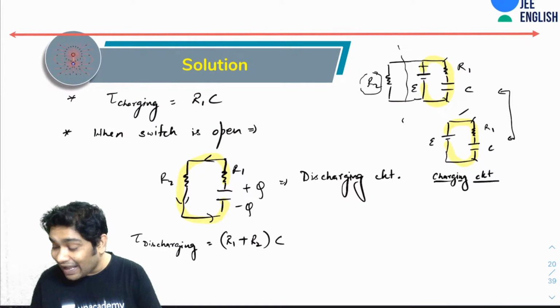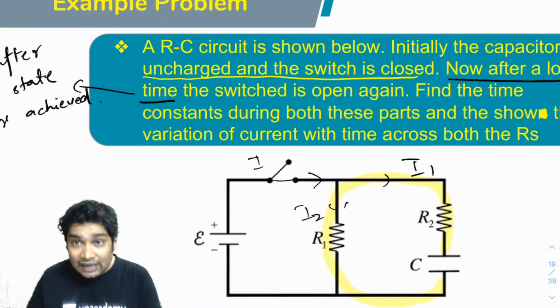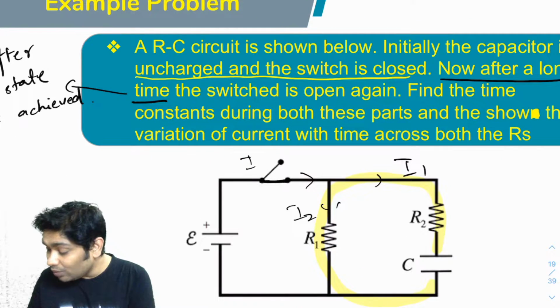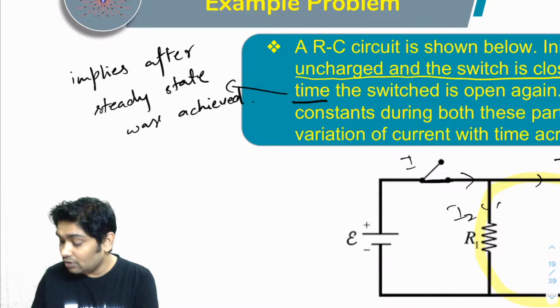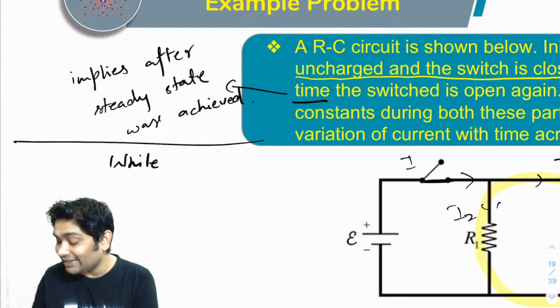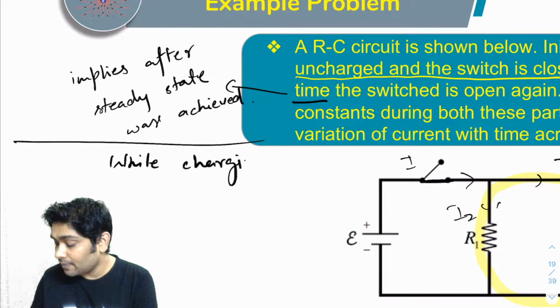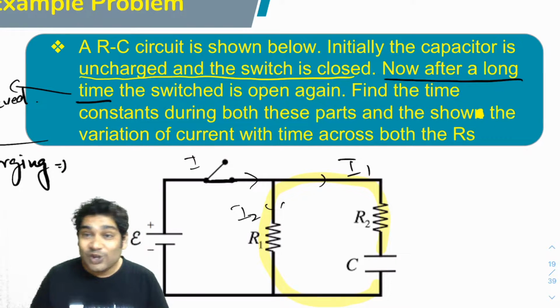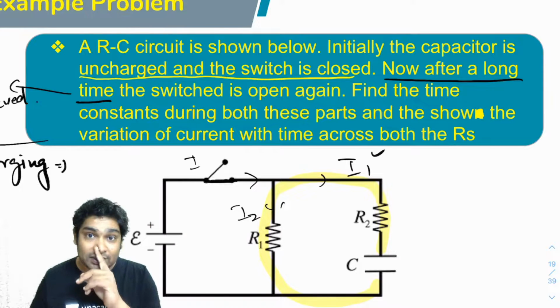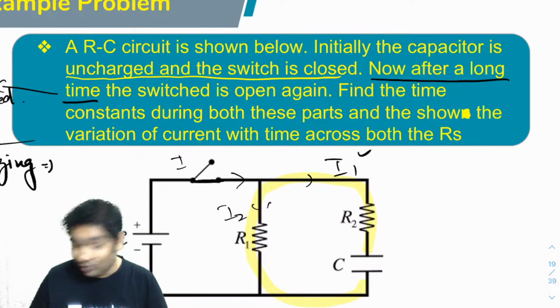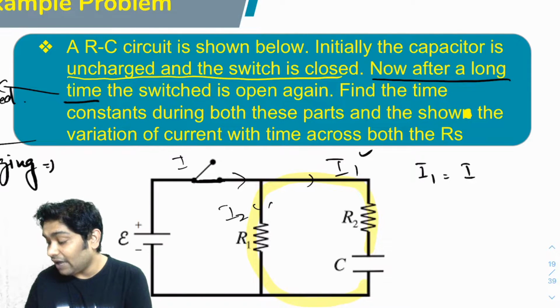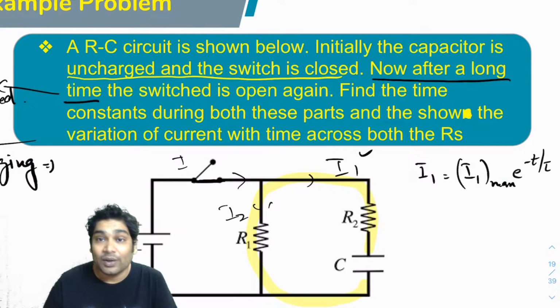Now let's imagine, now that I have this time constant, what does that help me with? While charging, when this is connected like this, I can immediately write all the equations. Let's see, what do we have? I have I1 and I1 has a time constant of that. Now all I need to do is remember the equation of I1. What was the equation of I1? I1 would have been I1 max times e to the power minus t over tau. Now what is I1 max?